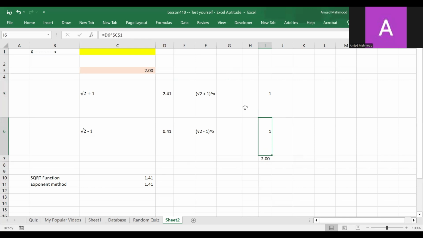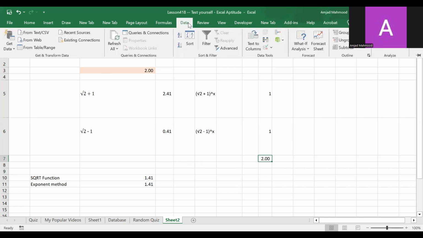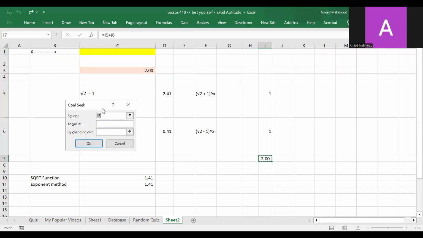The left side of the equation is these two things, which are to be added, and the right side of the equation is 49. In case x is 0, then the total will be only 2. So what changes are to be made here so that this becomes 49? Let's go and see how we use Goal Seek. What-If Analysis, Goal Seek.